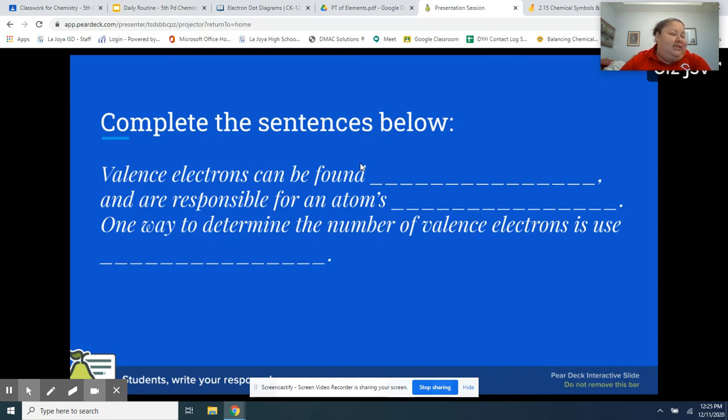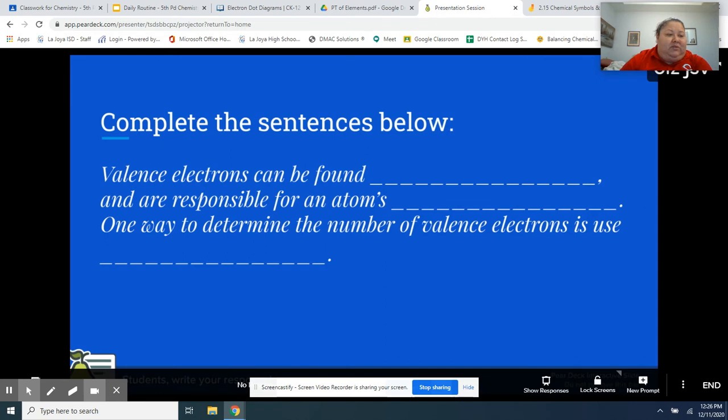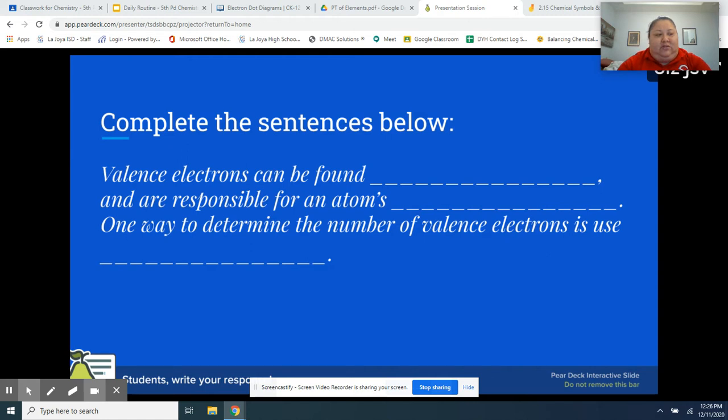All right, students, fifth period. You need to complete the sentences below. Valence electrons can be found blank, comma, and are responsible for an atom's blank, period. One way to determine the number of valence electrons is to use blank, period. All right, so try it out. Let's see how many of these blanks we can answer without having to go back to the last slide. Let's start this out.